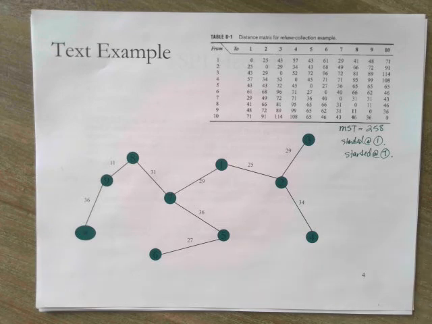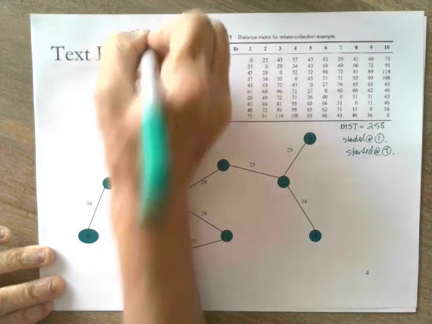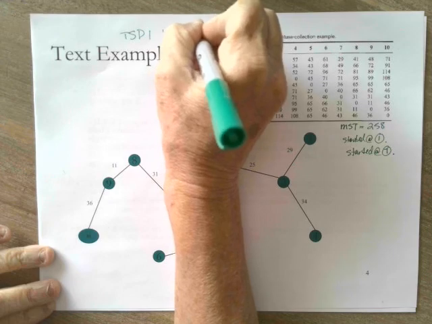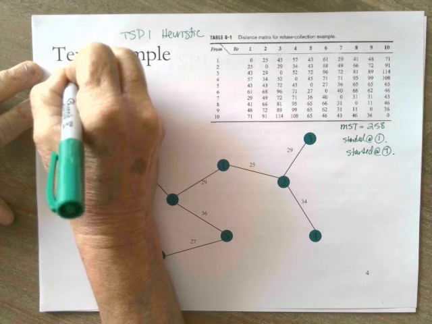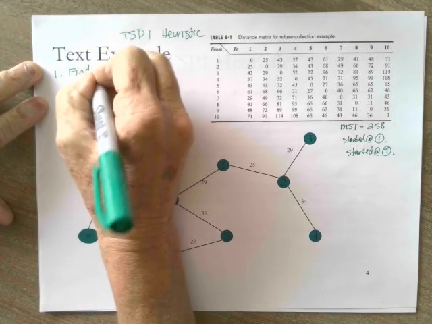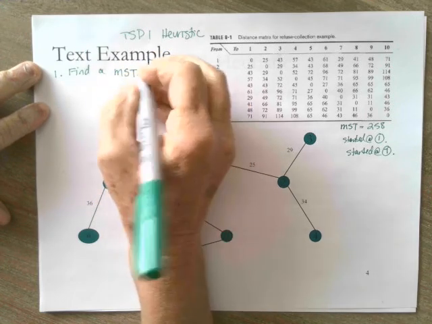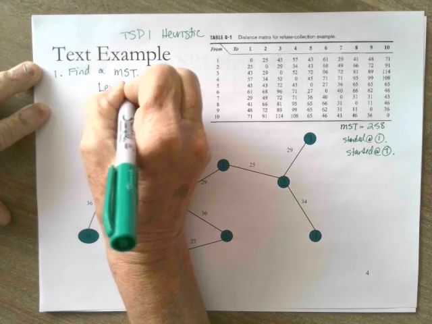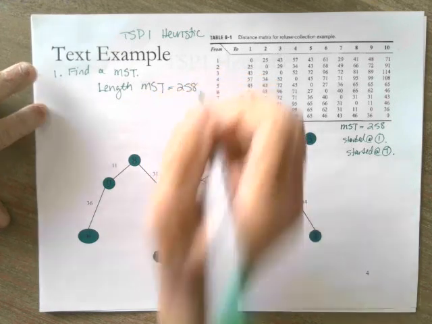So the way Larson's TSP1 works is as follows, and I'm just going to write this down because I'm going to be following these steps here. This is the TSP1 heuristic. So the first step says to find a minimum spanning tree of your network. So find a minimum spanning tree. And as I said, we did here, and the length of my minimum spanning tree is 258.